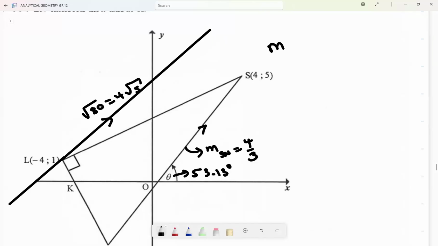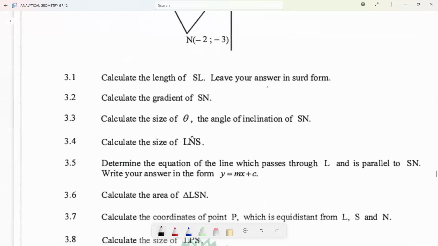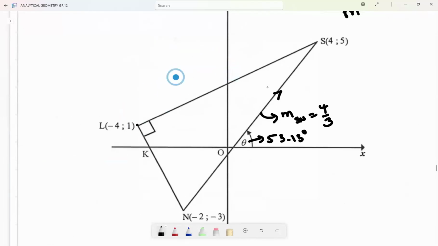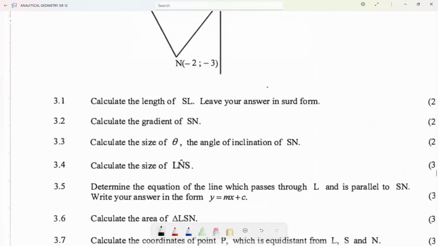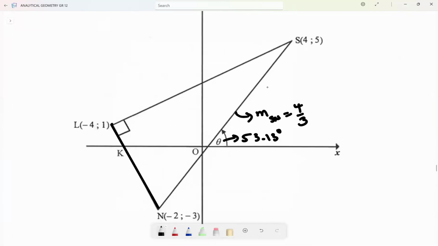Oh, sorry guys, where am I? Yes, 3.4. Before I go there, 3.4 says calculate the size of angle LSN. Where is S? There.